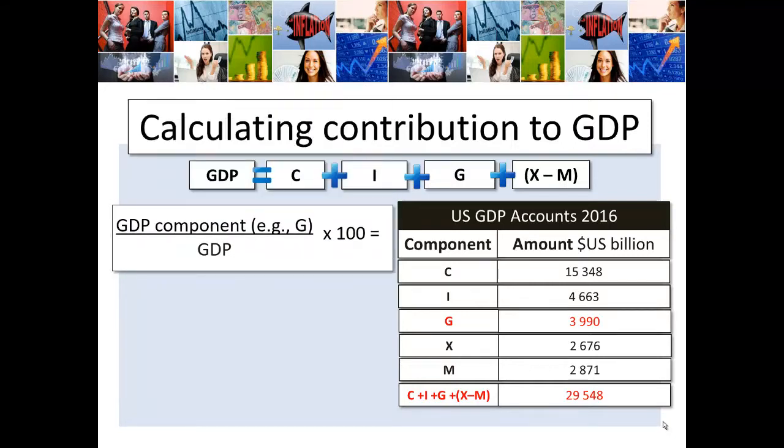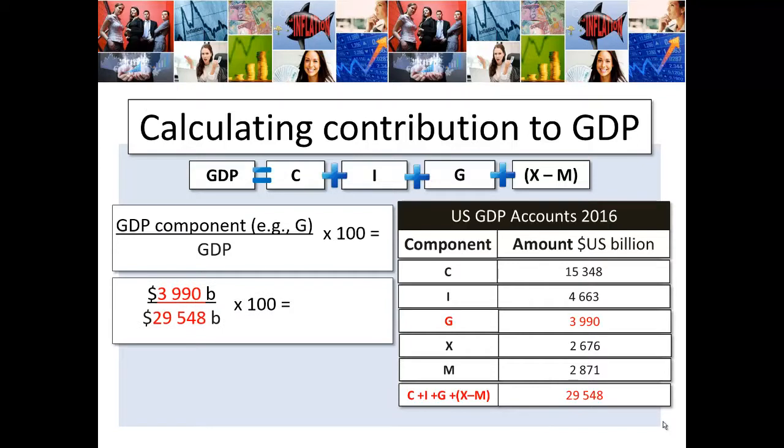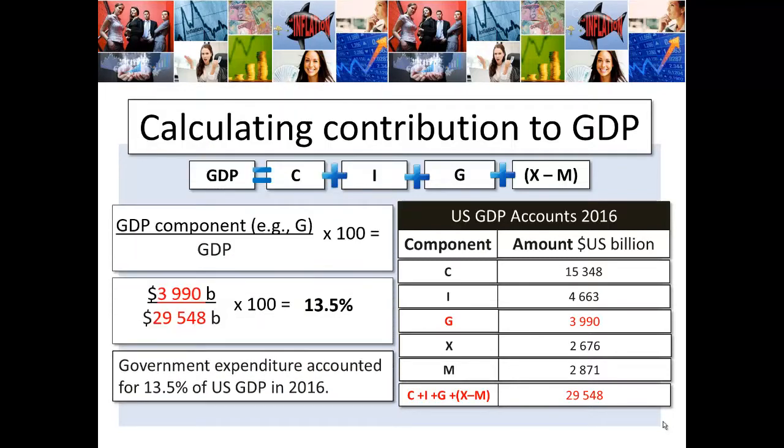All we do is we take the GDP component, for example, the government spending, divide it by GDP itself and multiply by 100. So government spending, $3.990 trillion, divided by total GDP, $29.548 trillion, multiply that by 100 and we've got our percentage, 13.5%. So we can state that government expenditure accounted for 13.5% of US GDP in 2016.